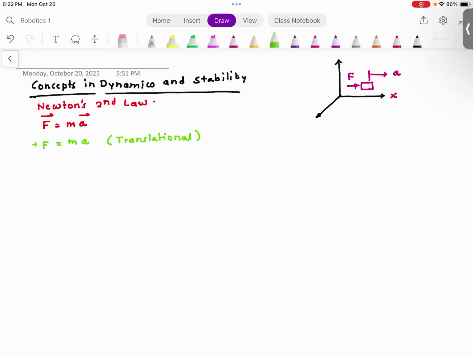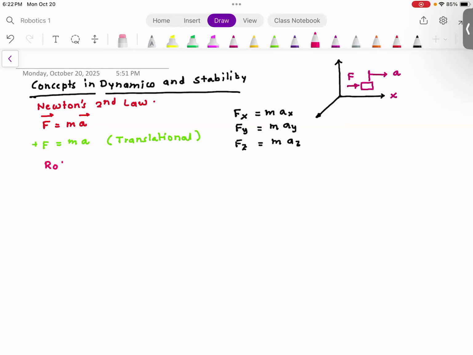Translational coordinates, which means you can have force in x direction. Force in x direction is going to be Fx is equal to max. You can have force in y direction, Fy equals may, and you can have force in z direction, which is maz. So you have three forces and three accelerations. Mass is a scalar quantity. There is another variation of Newton's law, which is Newton's second law in rotational coordinates.